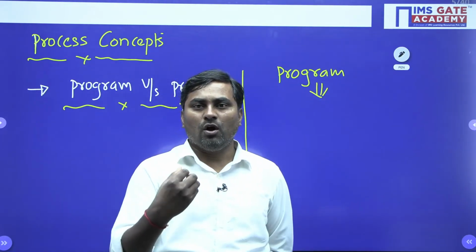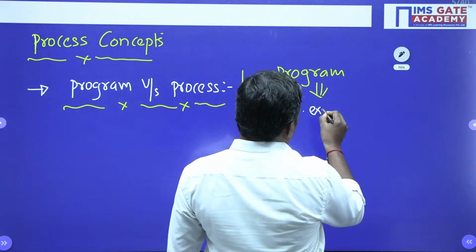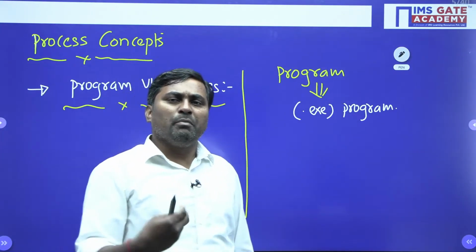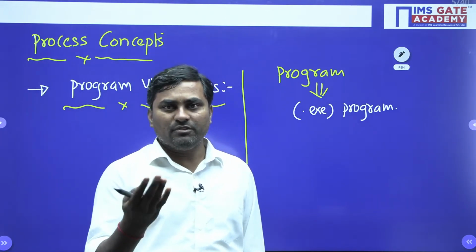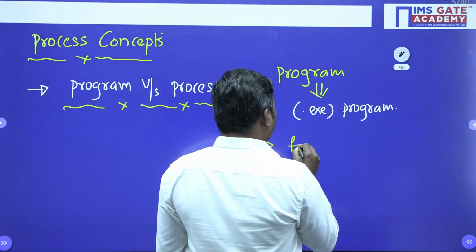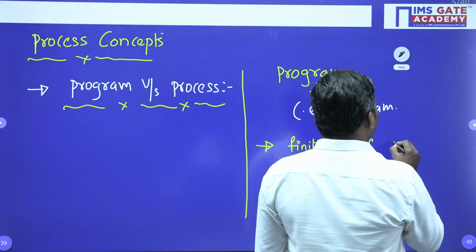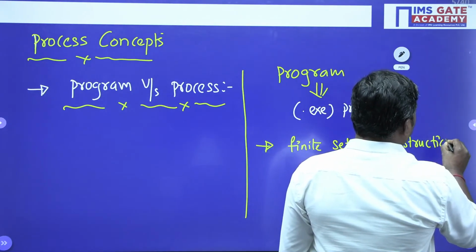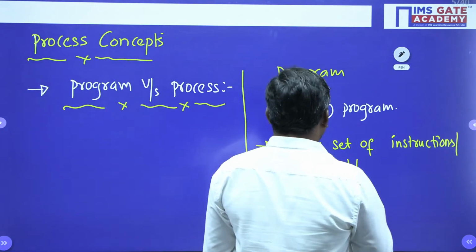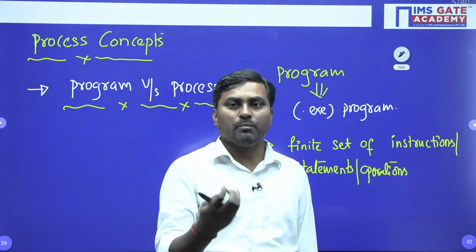Now, if the concern is from the operating system perspective, a program is an .exe executable file. From the operating system point of view, an .exe program. But before generation of the .exe file, also understand what is a program. A program is a finite set of instructions, or statements, or a finite set of operations, which are used to solve some particular problem.